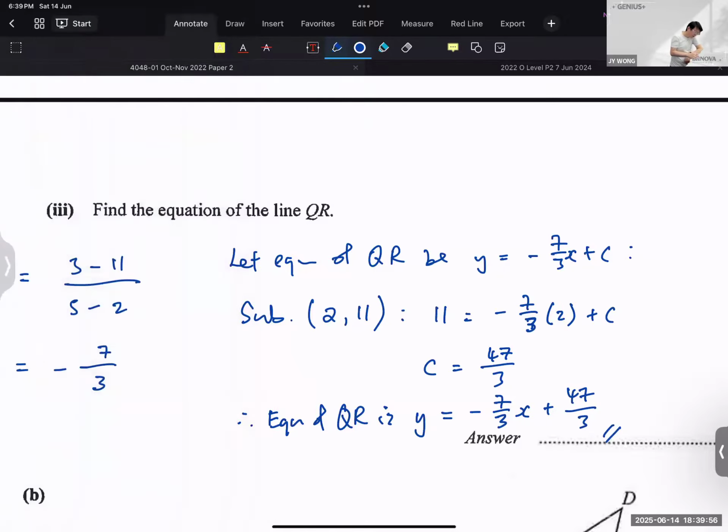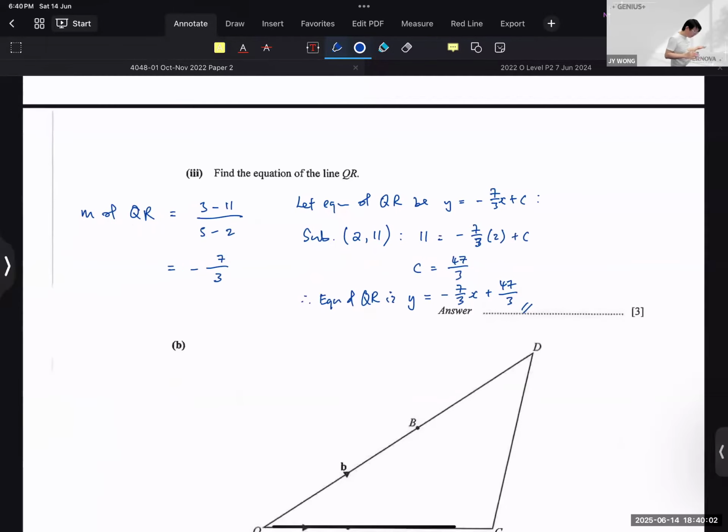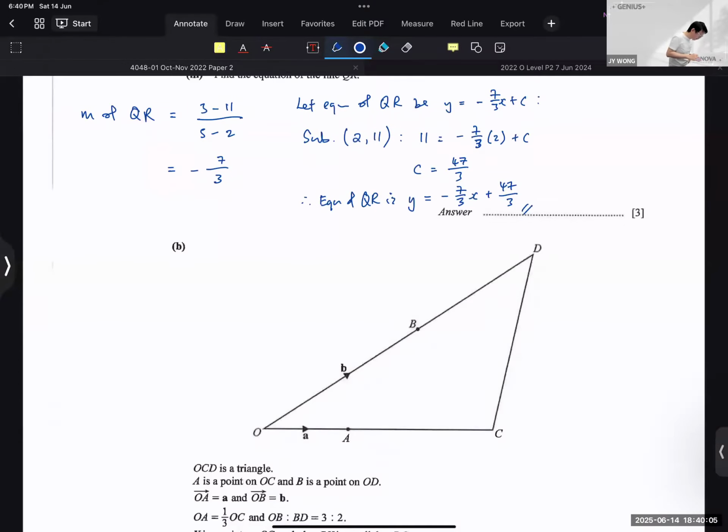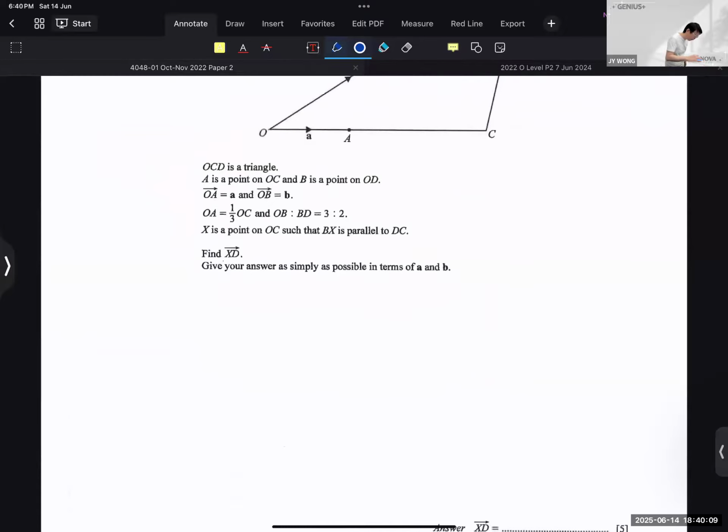For a free 3 marks. Why they give you a free 3 marks? So that it can traumatize you in the next part of the question. You see, like, wow, equation of a straight line is 3 marks, and then you see the vector question, you're like, what the hell? How many marks? 5 marks.